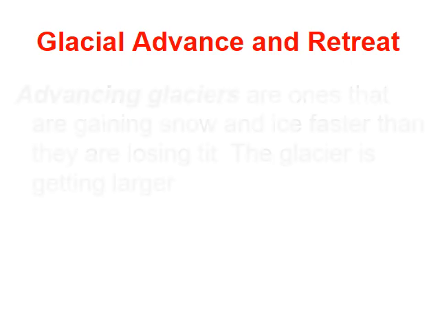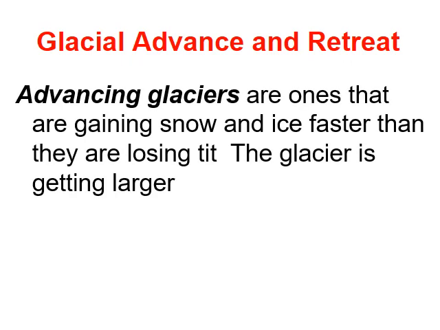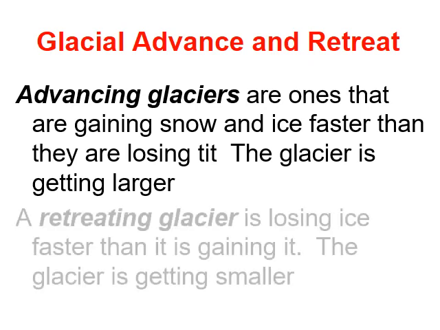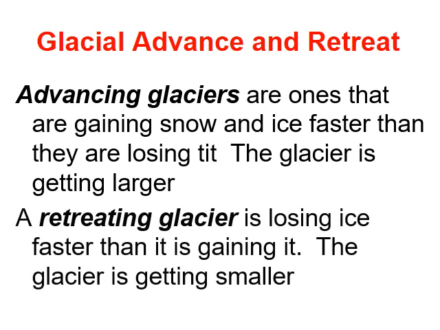Now, glacial advance and retreat. Advancing glaciers are ones that are getting more snow faster than they're losing it, so the glacier's getting bigger. A retreating glacier is one that's losing ice faster than it's gaining. That means the glacier is overall getting smaller. Now, keep in mind, every year, the glacier is going to advance some in the winter, because it snows more, and it's going to retreat more in the summer when it's warmer. That's not what we're talking about with advance and retreat.